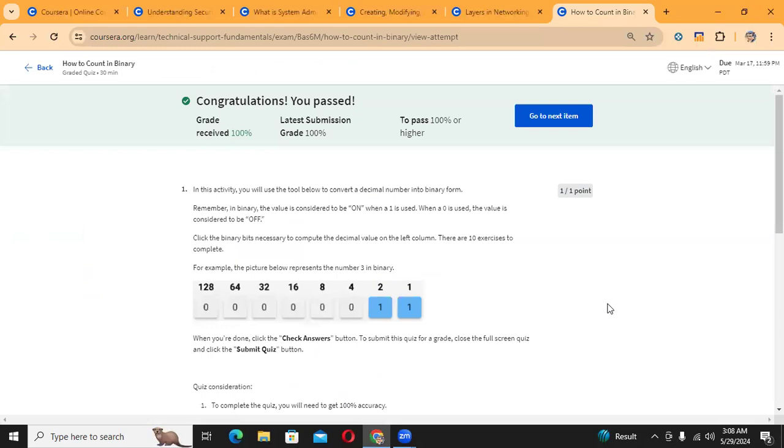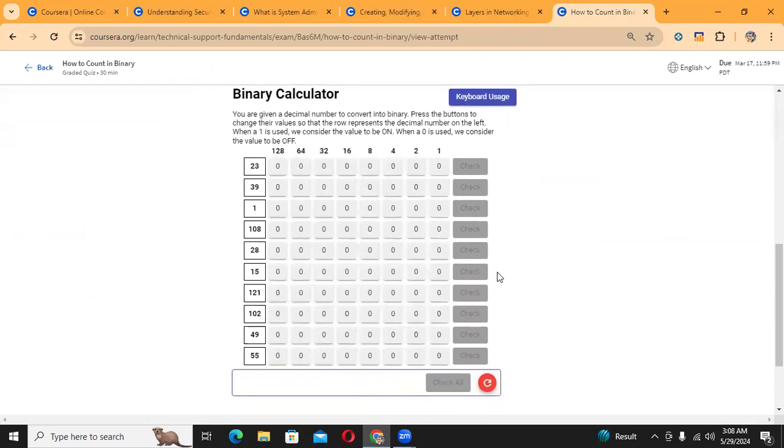This is how to count in binary. It means we will convert a decimal into binary using the calculator. If you see here, this is 23, right? So for 23, first we select 16, and then 4 makes 20, and 2 here and 1. Then we check it, so it is 23. If we see 1, it means you only have to select 1 from here.